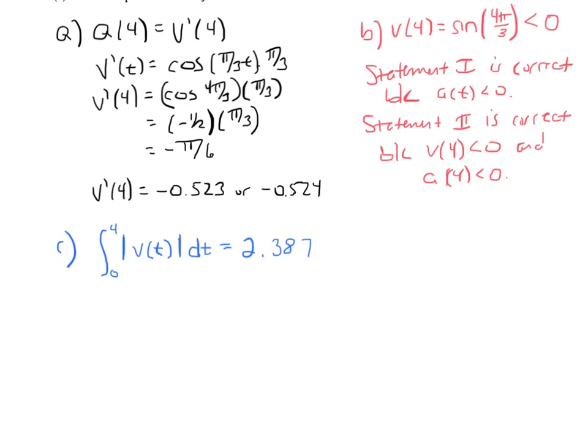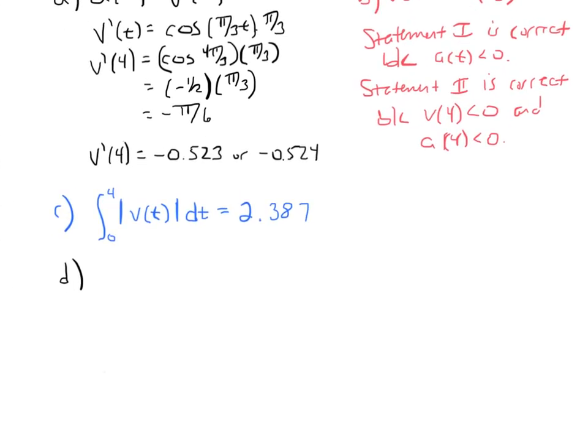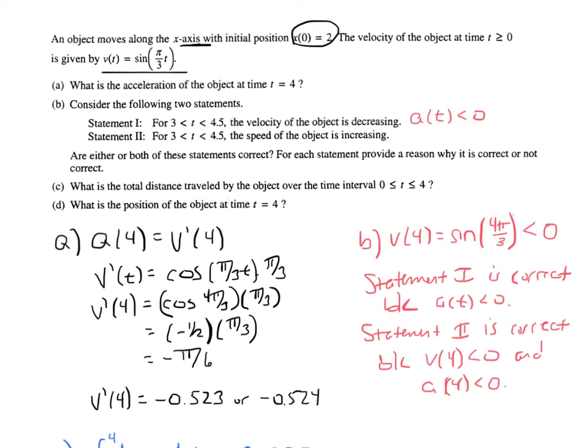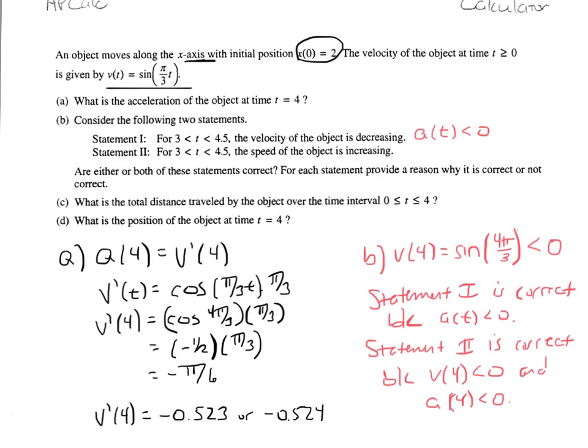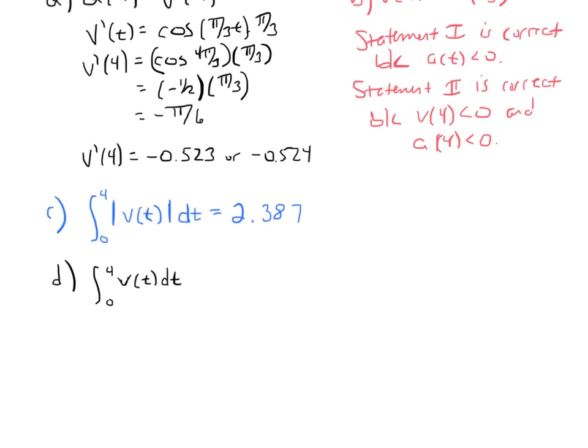Finally, part D, what is the position of the object at t equals 4? So now, since we want that displacement, we're going to go from 0 to 4 of v of t without the absolute value. And I think they gave us an initial position. Yes, our initial position at t equals 0 is 2. So we add 2 to this. And again, we're evaluating the integral using our calculator, but you should get 3.432.